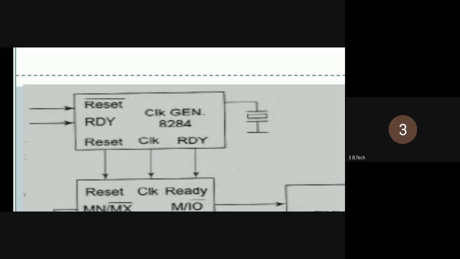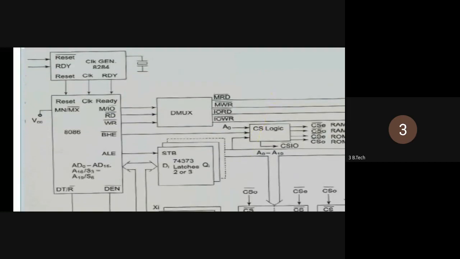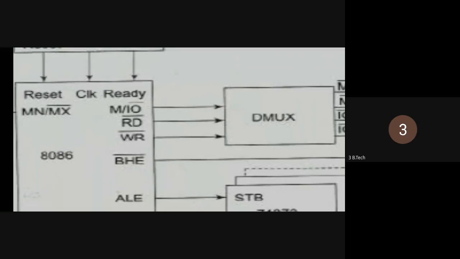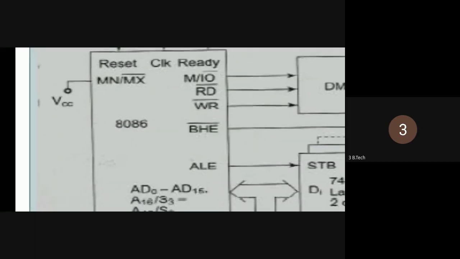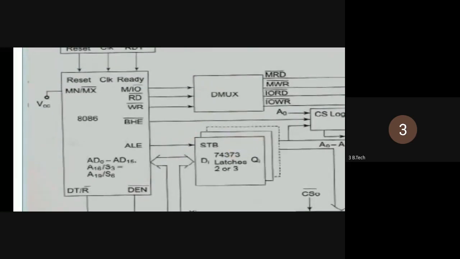So these signals will be in synchronization with the system signals. Next to the clock generator, towards your left edge, you can see a microprocessor circuit. In the microprocessor 8086, all the pins are not described. Since we are talking about minimum mode of operation, only minimum mode pins are described in the microprocessor.